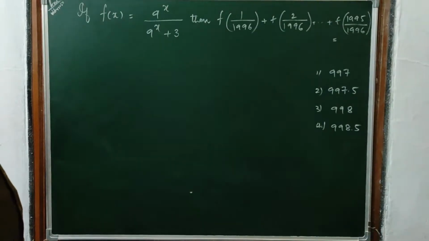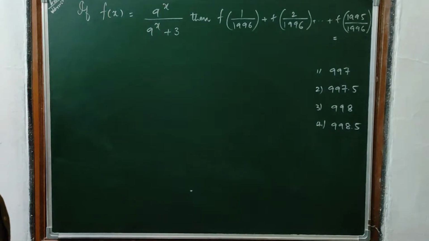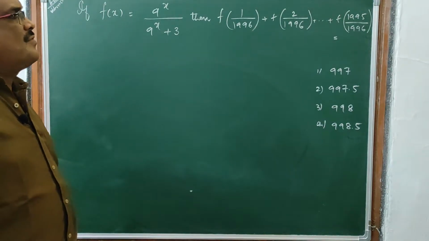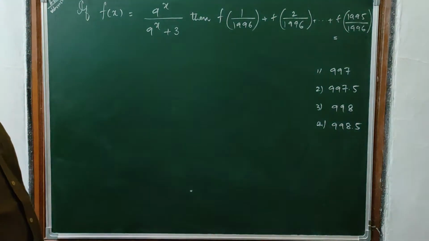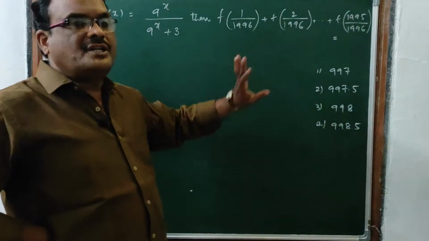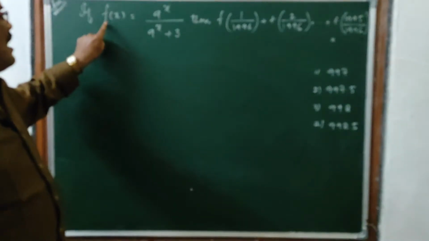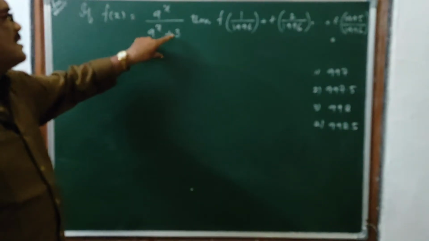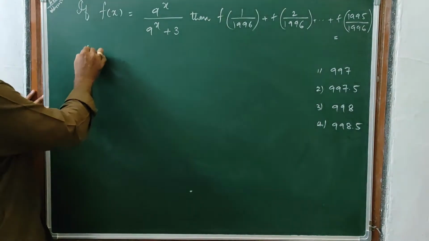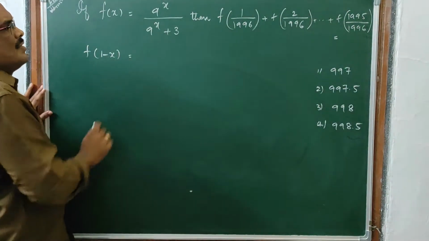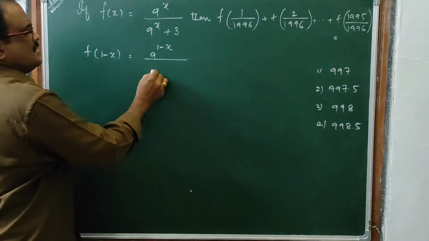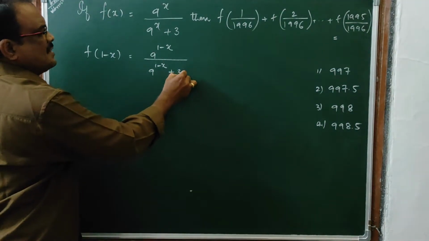If f of x is equal to 9 power x by 9 power x plus 3, then f of 1 by 1996 plus f of 2 by 1996 plus and so on, f of 1995 by 1996 is what? That is the question. If you observe carefully, we are having f of x is equal to 9 power x by 9 power x plus 3. I take f of 1 minus x. Instead of x, we are substituting 1 minus x: 9 power 1 minus x by 9 power 1 minus x plus 3.